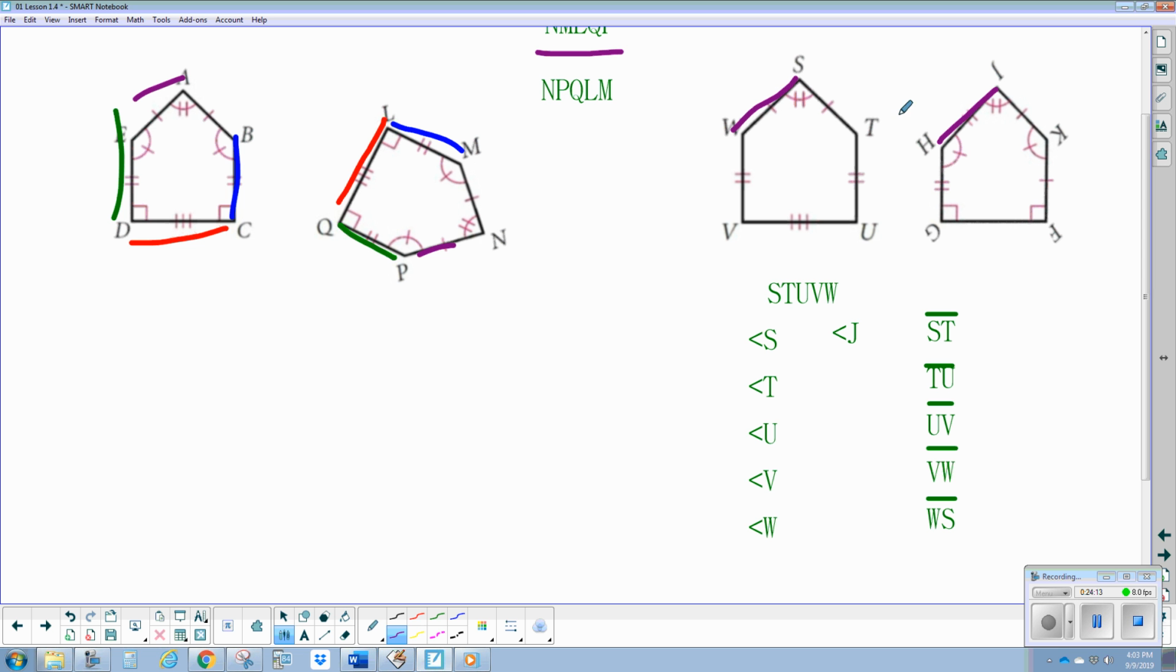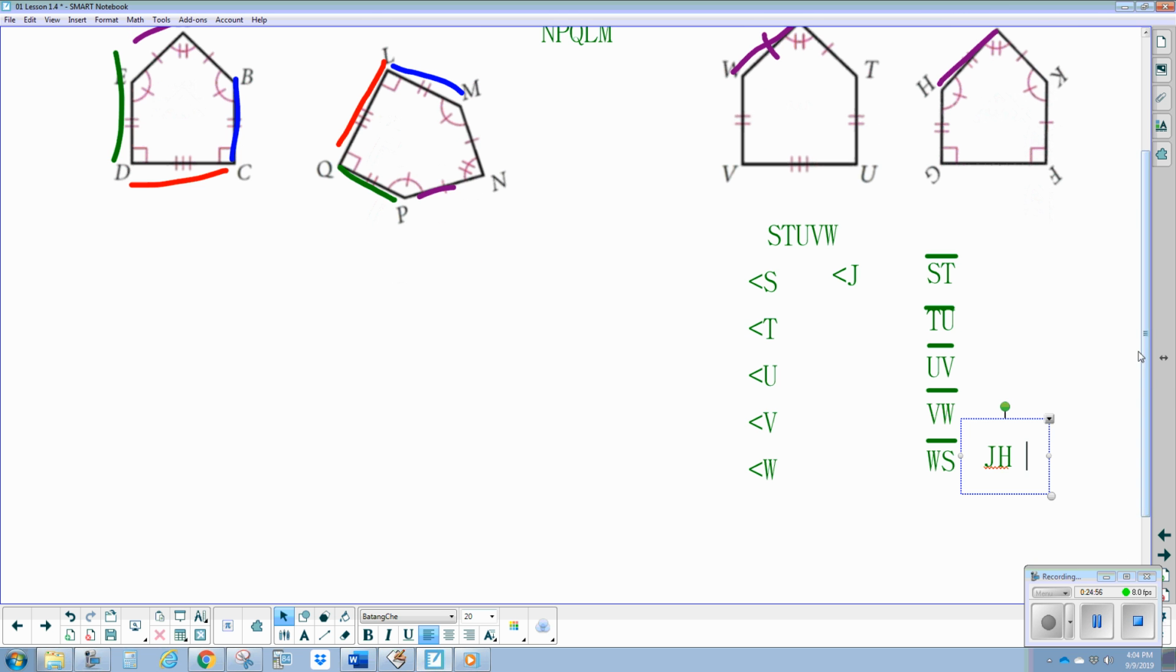Okay, so whether we start going J to H or J to K, a corresponding angle or a corresponding side to SW, which has 1 single tick mark. So a corresponding side to SW will either have to be JH or JK. And in both of these cases, they're not congruent.